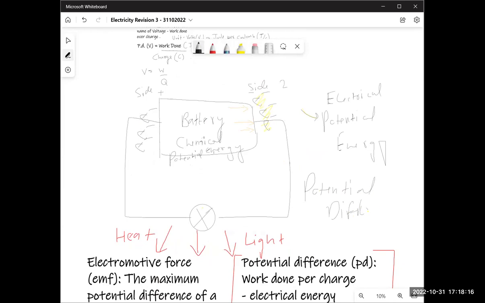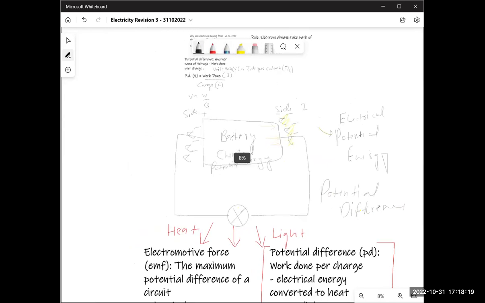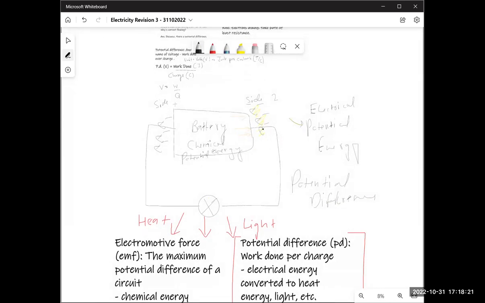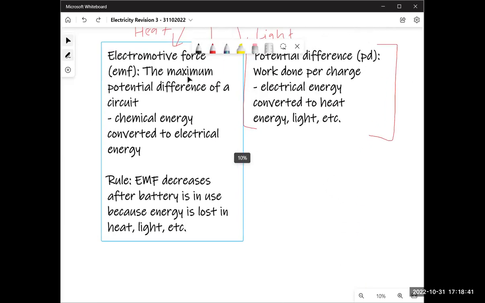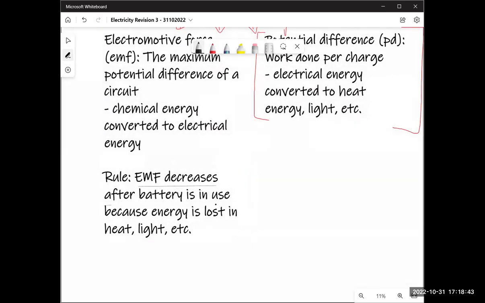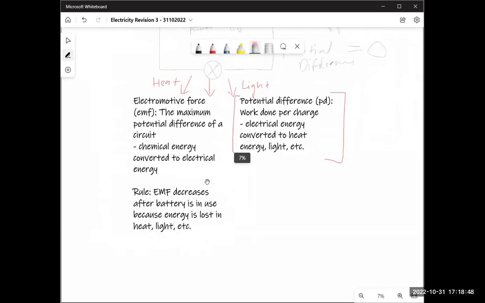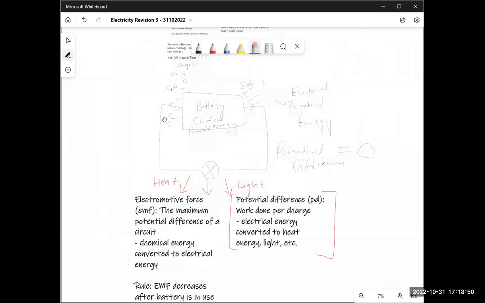That is why after some time the battery becomes finished, used up, because electrons travel to the other side and all the potential energy is gone. No more energy. So you only have energy as long as the electrons are not the same on both sides. When they become the same, it becomes equal. EMF decreases after the battery is in use because energy is lost in heat, light, etc., and it's also lost in going to the other side. Is that clear?